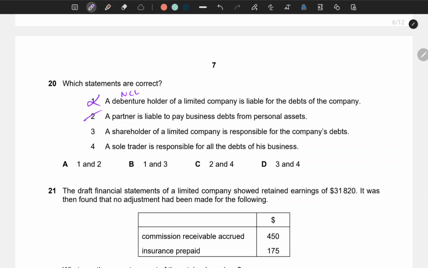Correct. A shareholder of a limited company is responsible for the company's debt? No, because shareholders have limited liability, so they only need to bear the risk of the amount that they invest. They will not be liable for the debt. So 3 is wrong. A sole trader is responsible for all that? Yes, because you need to remember partnership and sole trader have unlimited liability, so they need to bear the risk. So the answer is 2 and 4.